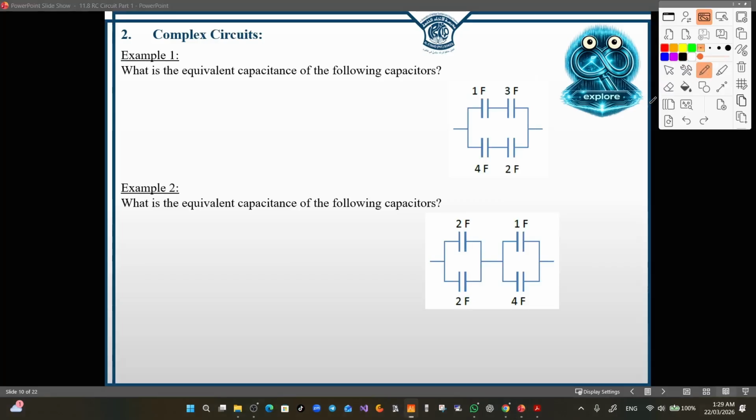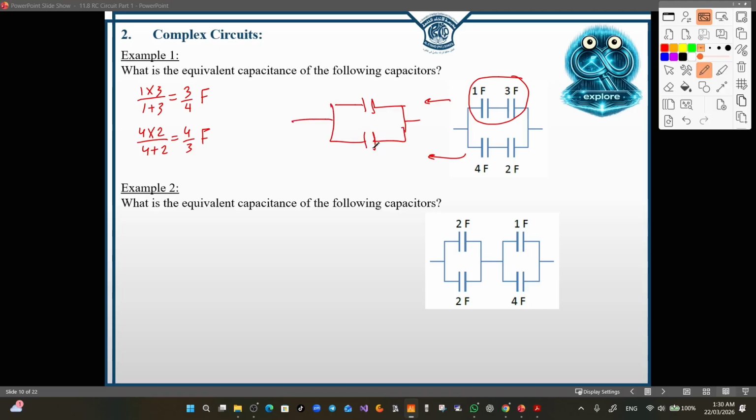So let's practice now on some complex circuits. What is the equivalent capacitance of the following capacitors? Now we can notice that 1 and 3 are connected in series, so we use one of the shortcuts to find the equivalent capacitance here. I will use 1 times 3 over 1 plus 3, which is equal to 3 over 4 farad. Also 4 and 2 are connected in series, so we multiply and we add, and it's equal to 4 over 3 farad. Now this will turn to this, and this will be turned to this.